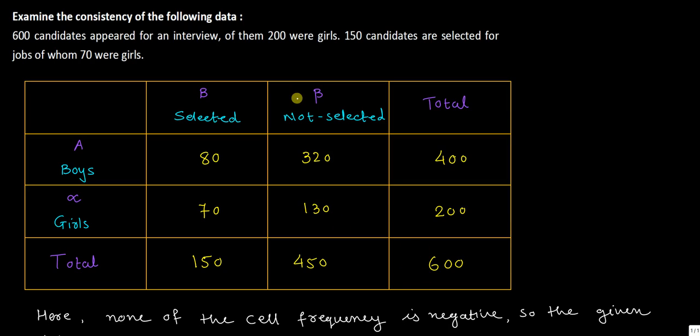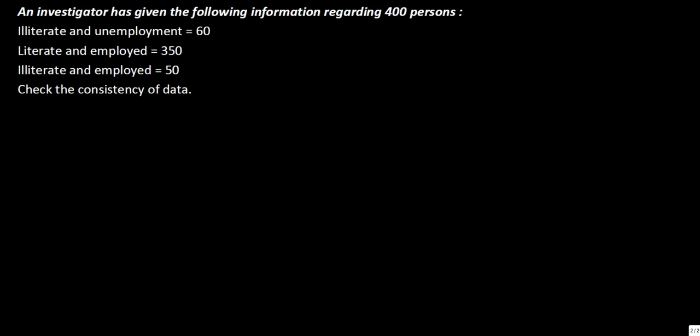Let me take one more example for a word problem. Our next sum, number 3: an investigator has given the following information regarding 400 persons. That means n is equal to 400 persons. Total number of persons is 400.